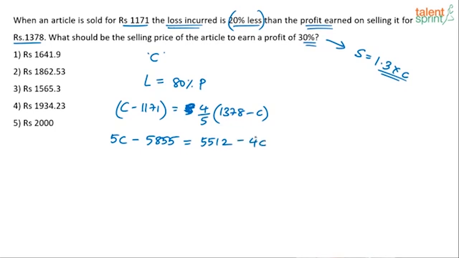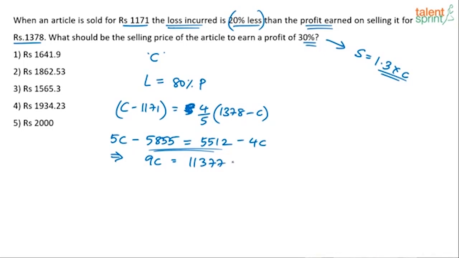Minus 4C. So what do we do now? 5C plus 4C, 9C equals to, you have to add these two values now. Calculation, right? Do it quickly. 5000 and 5000, 10,000. 800 and 500, 1300. So that is 11,300. 55 and 12 is 67. So how much is that? 11,367. Yes or no?